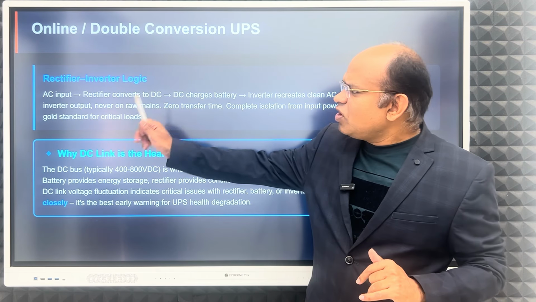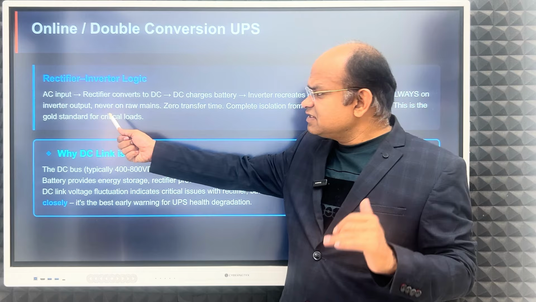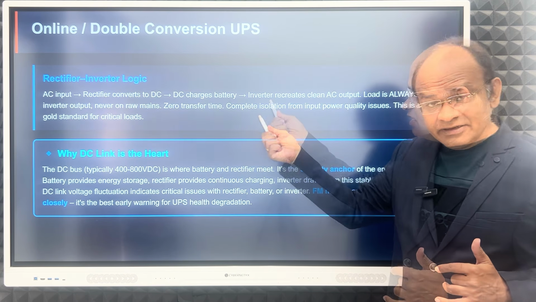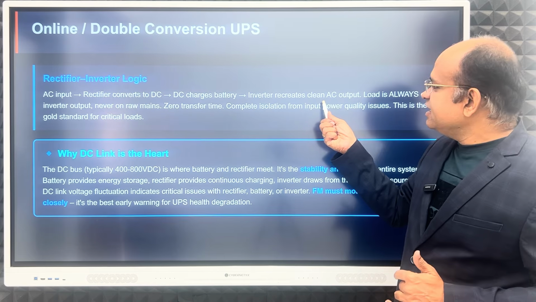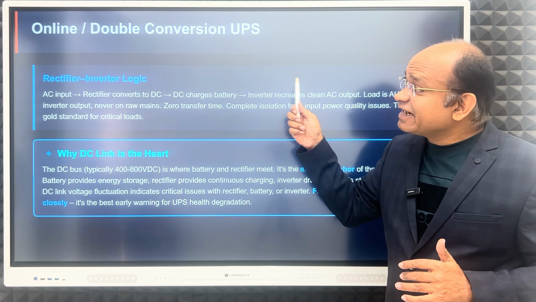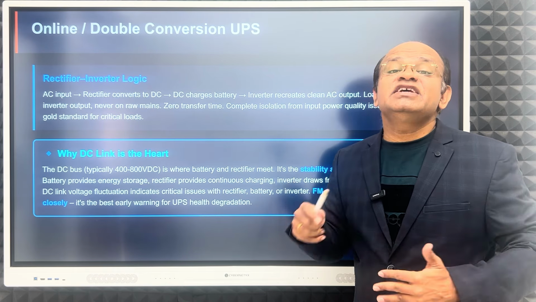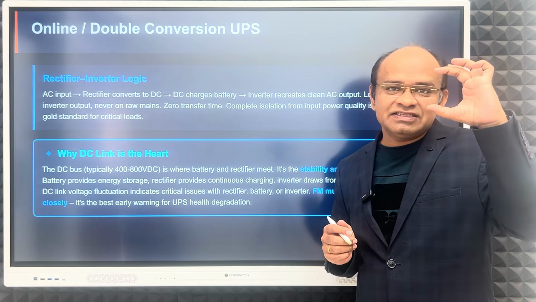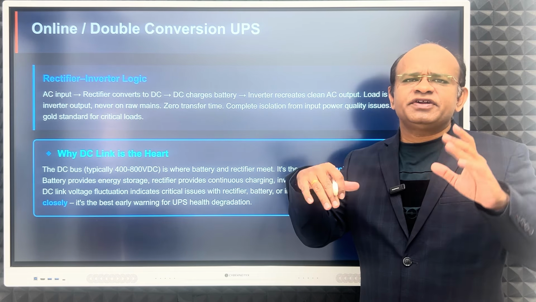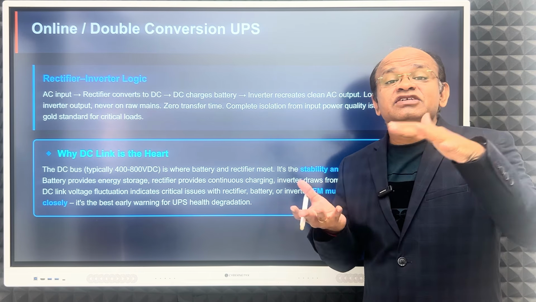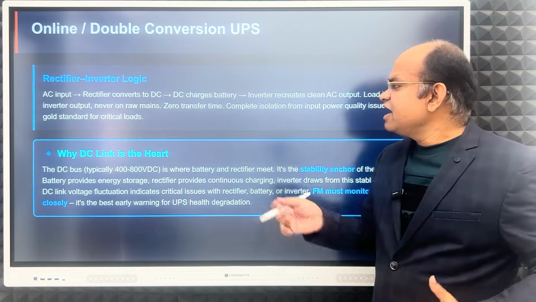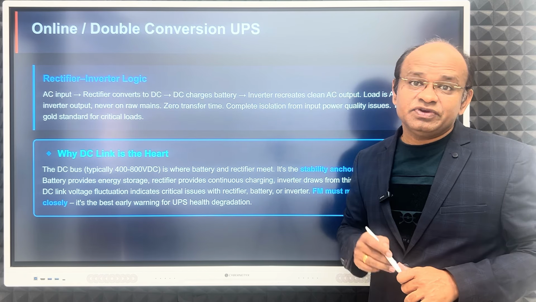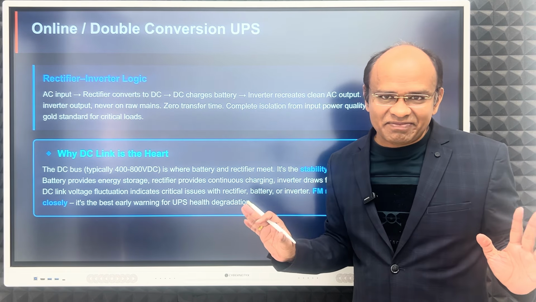So the logic: AC is the input, then the rectifier converts it to DC and charges the battery, then the inverter recreates clean AC output. It is being created. So we can give it an input, this type of power, this waveform, these parameters, and say I want this conditioned power. We put the conditions and it can recreate it for us. That is the biggest advantage. We are creating it as per our requirement. Simple.